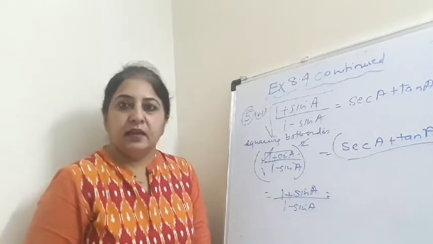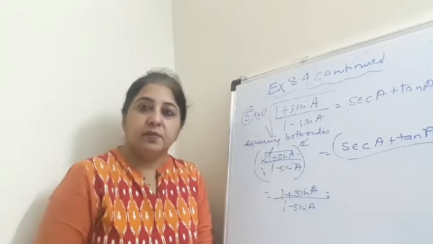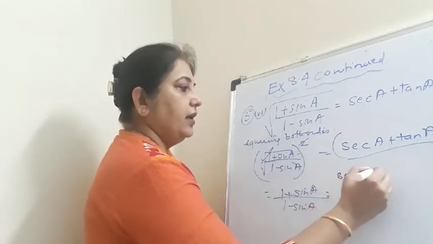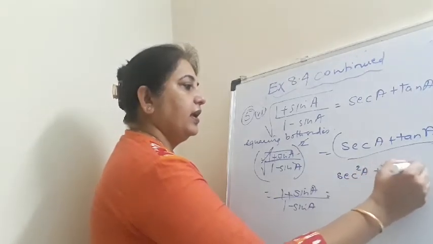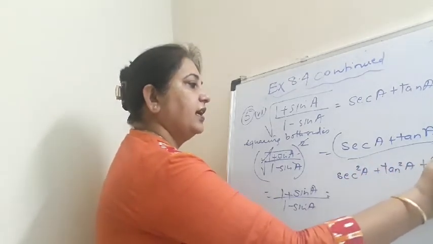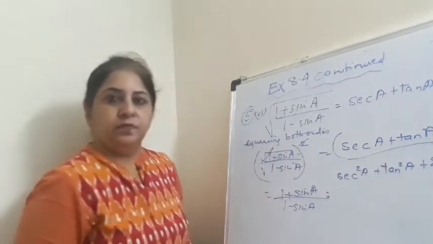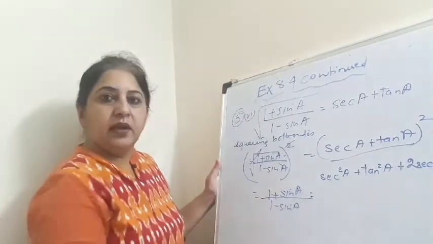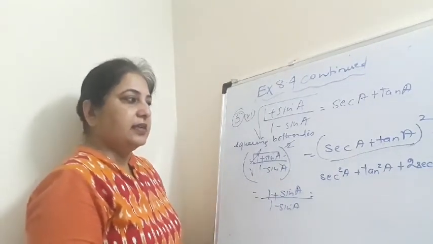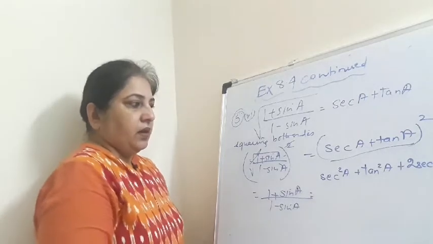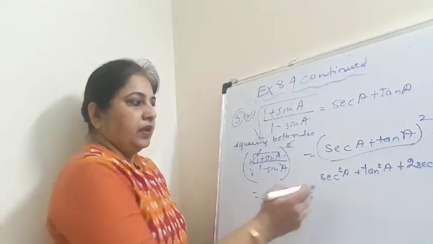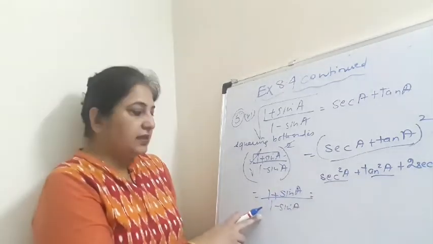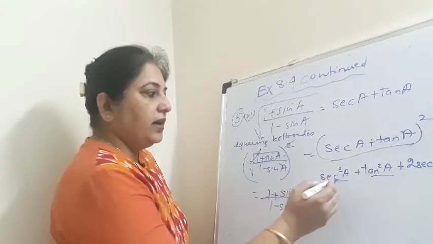Sec A plus tan A the whole square will give you, using the identity (A plus B) the whole square, sec square A plus tan square A plus 2 sec A tan A. Right? You understood, I'm using the identity (A plus B) whole square. Now what we can do is convert it into sine and cos form, because on the left side I want 1 plus sine A and 1 minus sine A. So let us do this.